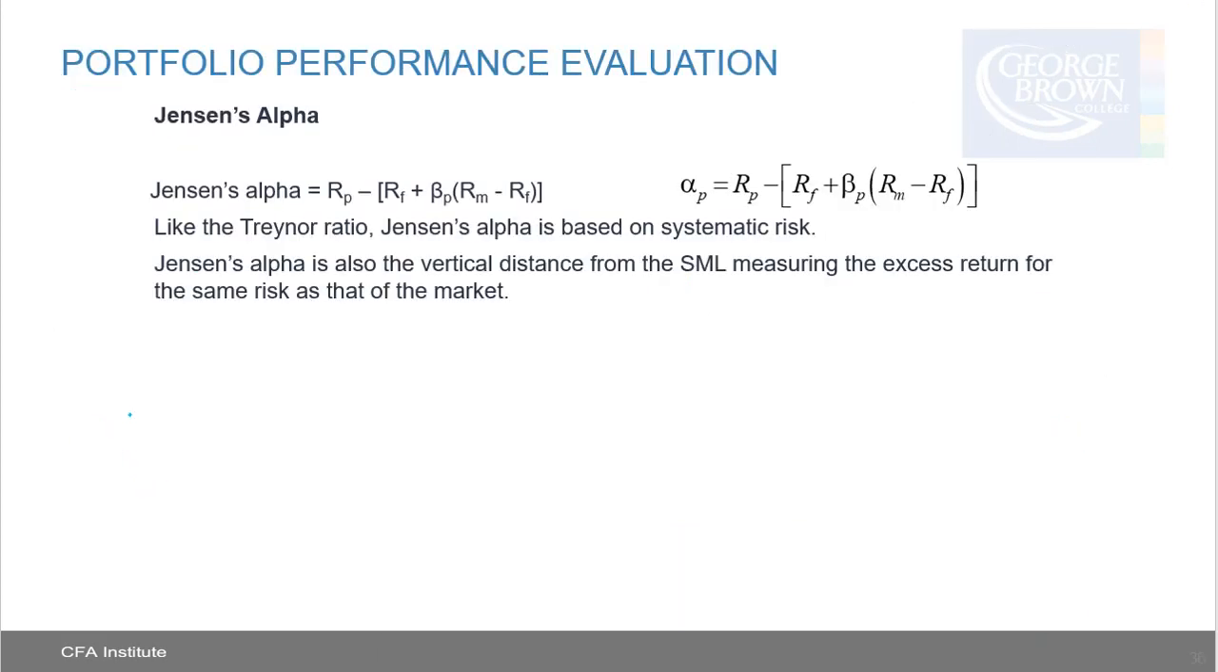So the reason why I wanted to spend a bit of time on that previous slide is that there's another measurement that's not mentioned in the text. We looked at return to risk, then we looked at the Sharpe ratio, then we looked at the Treynor ratio. But in CFA Level 1, there's also Jensen's alpha.